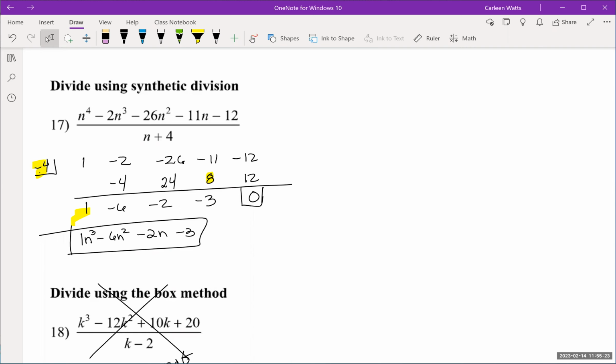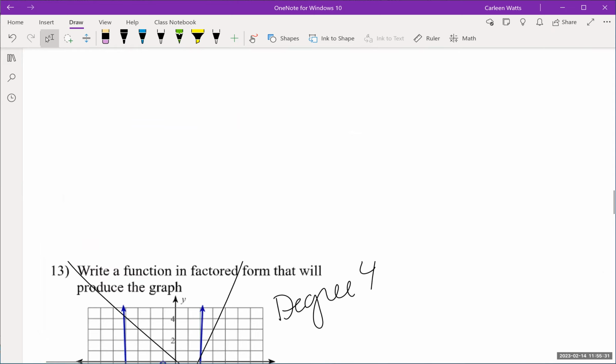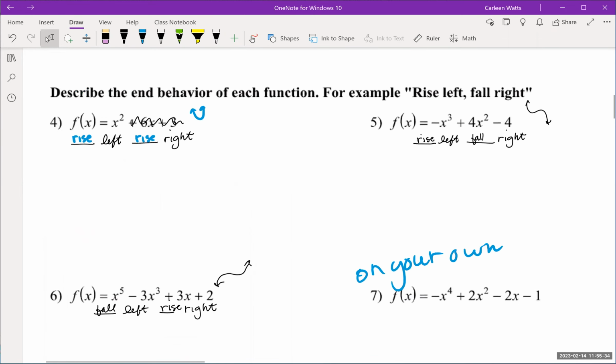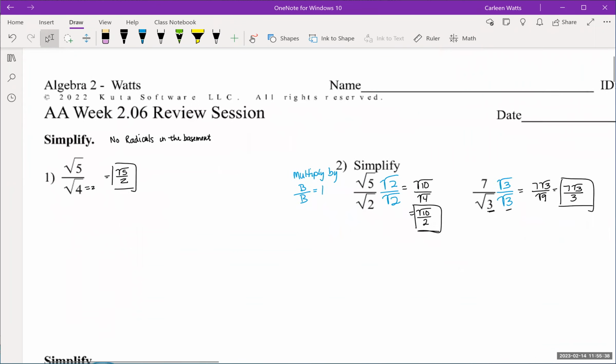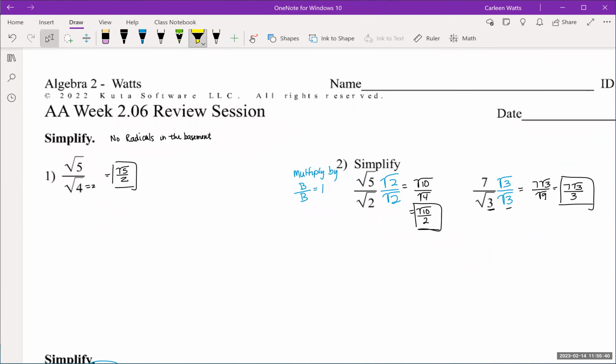Next, I'm gonna scroll back up and we're gonna just look at 1 and 2. Alright, I got it. Okay. 1 and 2. No radicals in the basement. Here's the key right here. No radicals in the basement.